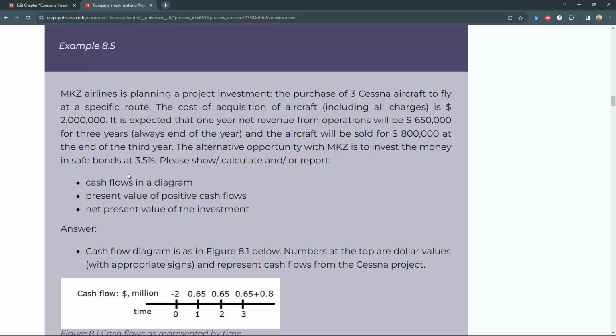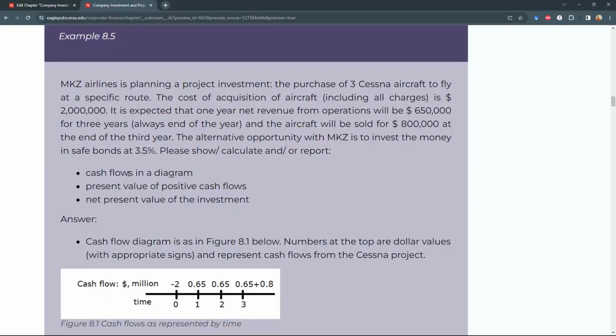Example 8.5. MKZ Airlines is planning a project investment, the purchase of 3 Cessna aircraft to fly a specific route. The cost of acquisition of aircraft, including all charges, is as before $2 million. It's expected, however, that 1 year net revenue from operations will be $650,000 or $0.65 million, and this will continue for 3 years. So the cash flow is always going to be available at the end of the year.